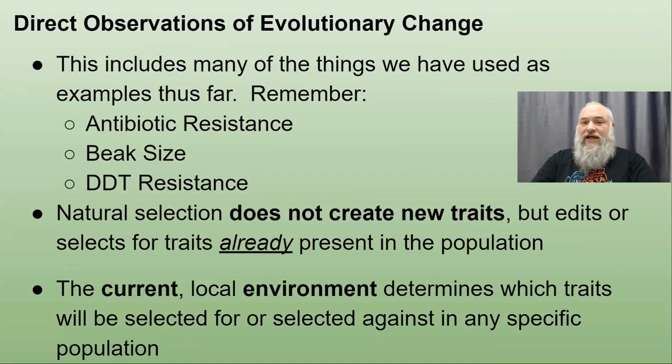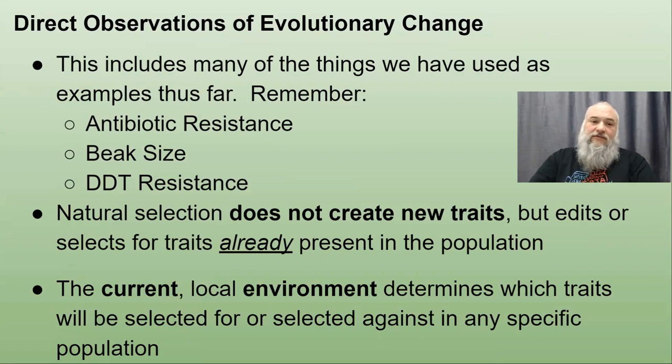Direct observations are a lot of the stuff we've talked about already, like antibiotic resistance, how bacteria have developed resistance to antibiotics over time, so we can see that evolution in our lifetimes. The beak size on Galapagos finches, DDT resistance in those mosquitoes, and we've talked about a few others.